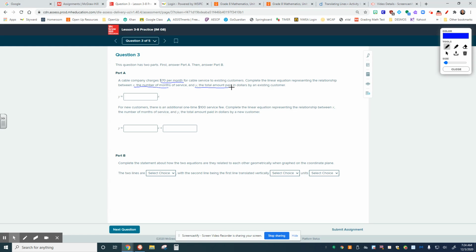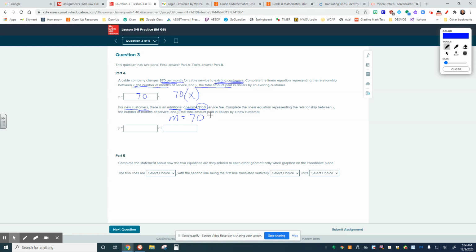Well, for this first one, we're seeing that $70 per month, if x is the number of months, then that would be $70 times any number of months that's given. So in this case, we simply need to enter 70. For new customers, right? This was for existing customers. Now for new customers, there's an additional one-time, that's kind of a big deal, an additional one-time $100 service fee. So what's the difference here? Well, existing customers, and it looks like the plan here is $70 a month, so our slope can't change. We know that our slope is equal to $70 a month.